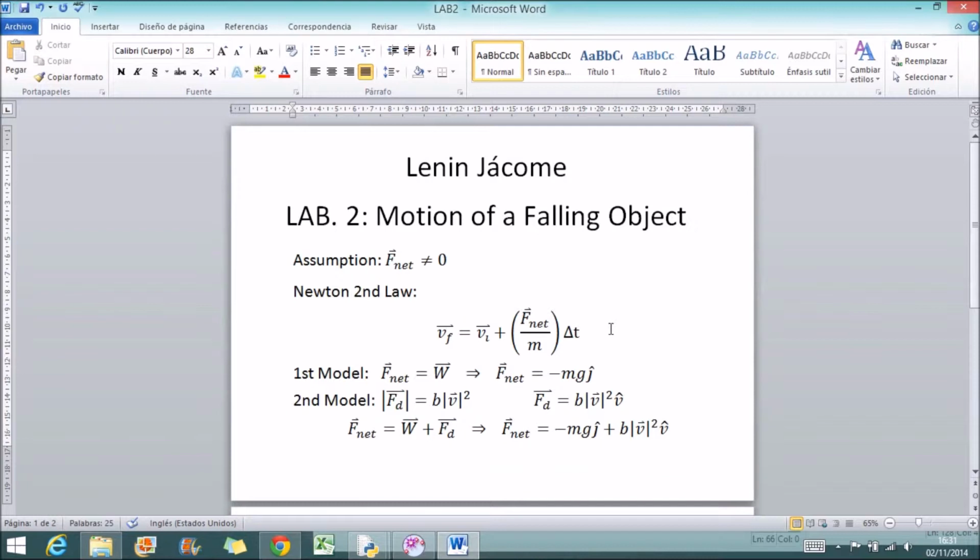In the first model, the net force is just due to the Earth's gravitational pull, called the weight. In the second model, the net force has two terms, the weight and the drag force. The drag force magnitude is proportional to the square of the object's speed. This force has the direction of the velocity.